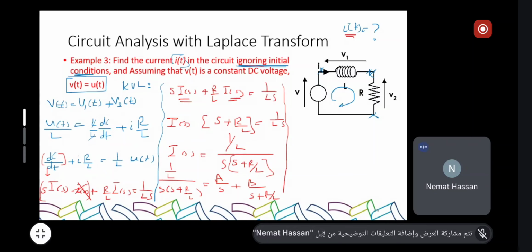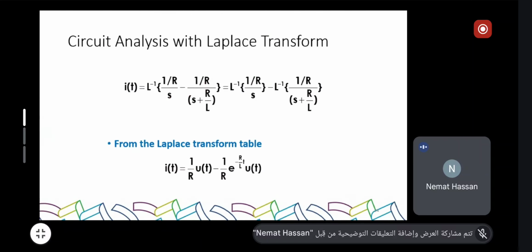And then I can find the inverse transform of I of S, which is equal to I of t. The inverse transform of A over S is A times u of t, and the inverse transform of B over S plus R over L is B e to the power minus R over L times t. And all we have to do is just use partial fractions to solve for A and B, which you'll find that A is equal to minus B equal to 1 over R, which is what we have here. And this will be your final value.